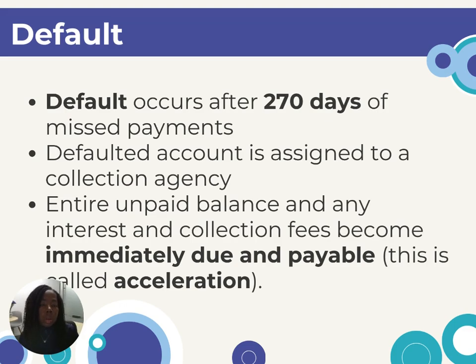A default occurs after 270 days of missed payments. A defaulted account is assigned to a collection agency. At that point, the entire unpaid balance and any interest and collection fees become immediately due and payable. This is called acceleration.